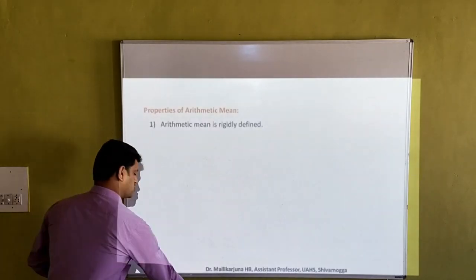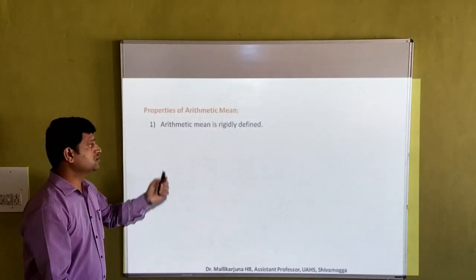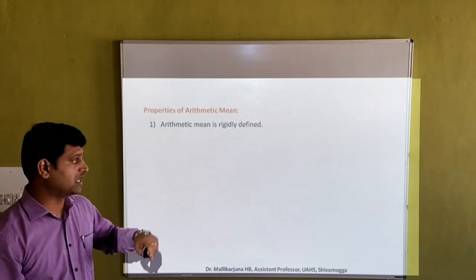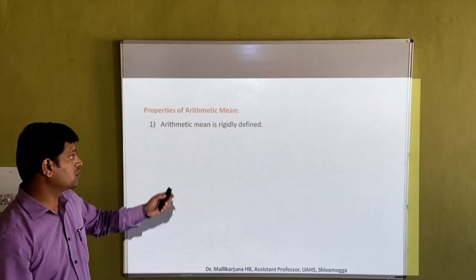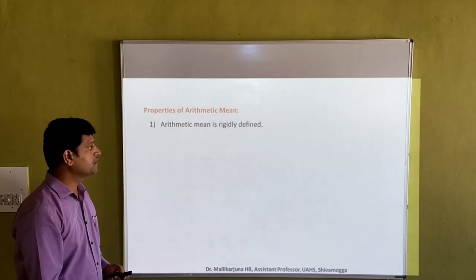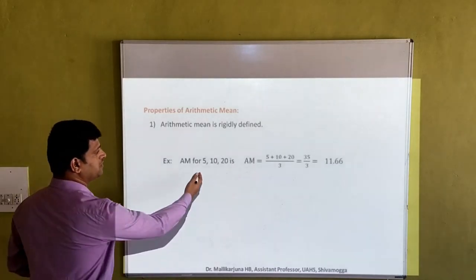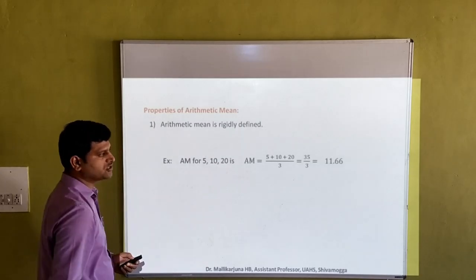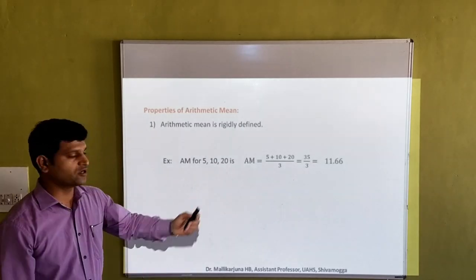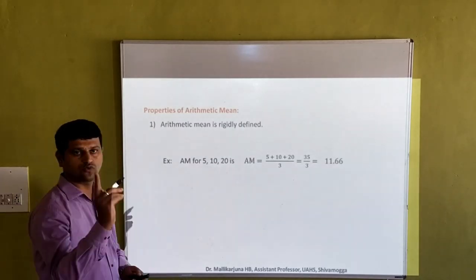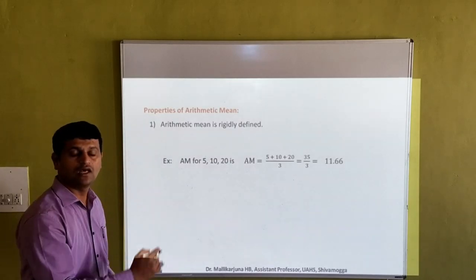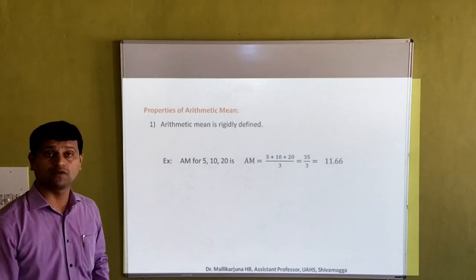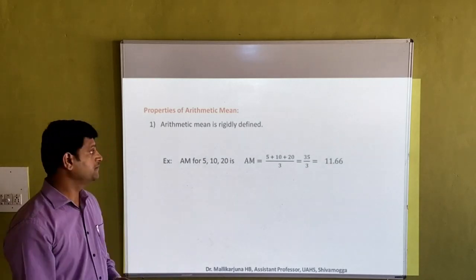Now come to properties of arithmetic mean. Arithmetic mean is rigidly defined. Earlier I explained general properties; now coming to individual properties. Of course, AM is based on all the 3 observations. I have taken the same example. 11.6 is AM, so we got only one value. This arithmetic mean 11.6 is none other than 11.66. Hence, arithmetic mean is rigidly defined.